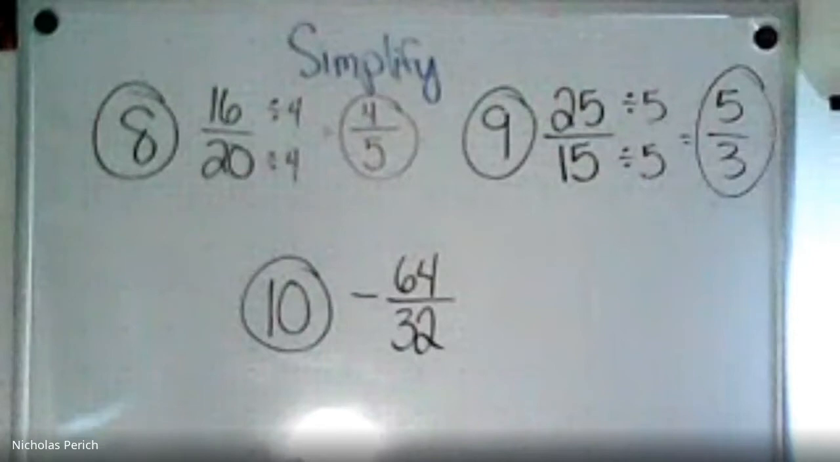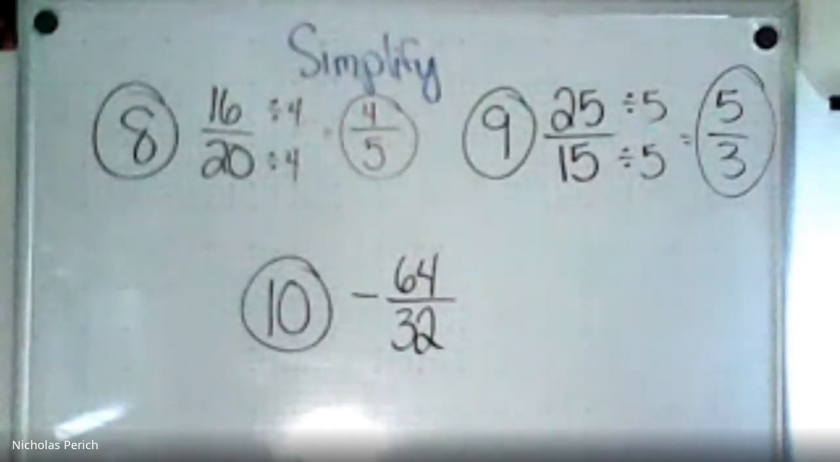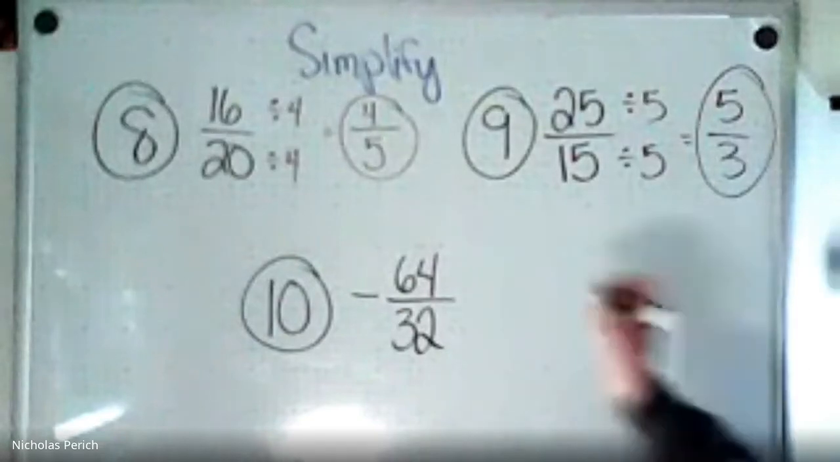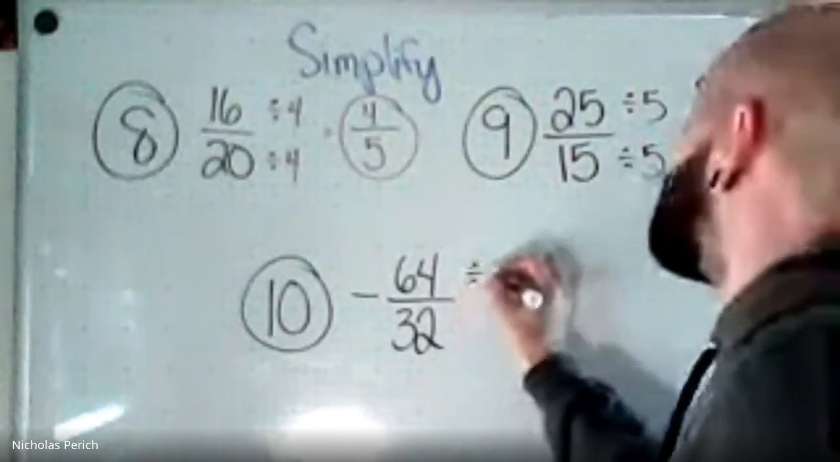Problem 10. Oh my gosh, it's a negative. Who cares? Keep it negative. I can divide the top by 2. Great. I can divide them both by 4. Great. I could divide them both by 8. Great. I could divide them both by 16. Great. You know what I can do too? I can divide everything by 32.